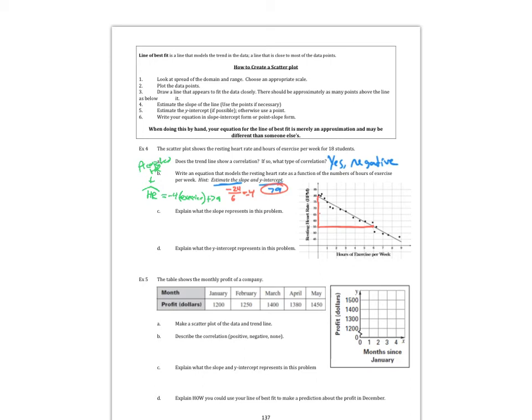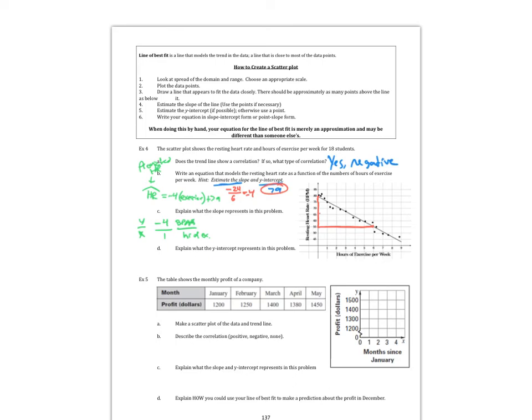Now in this problem, the slope represents a rate of change. So we want to think of it with units. So negative 4, and you put it over 1. My y unit goes on top. Remember, slope is always y over x. So my y unit goes on top. It's beats per minute. And on the bottom is hours of exercise.